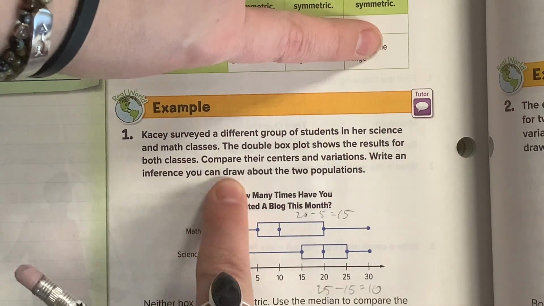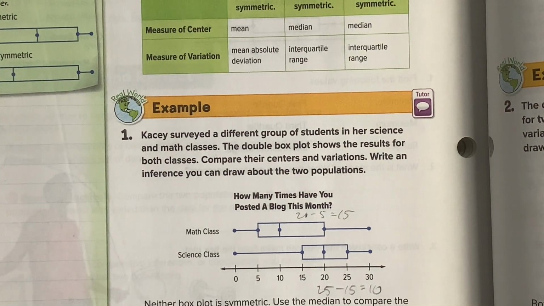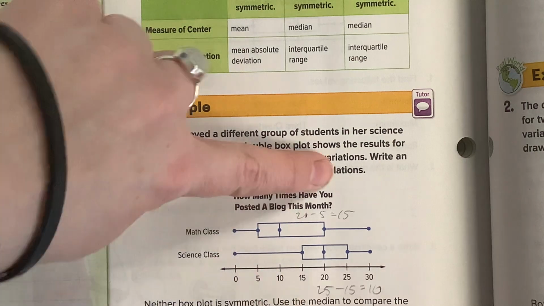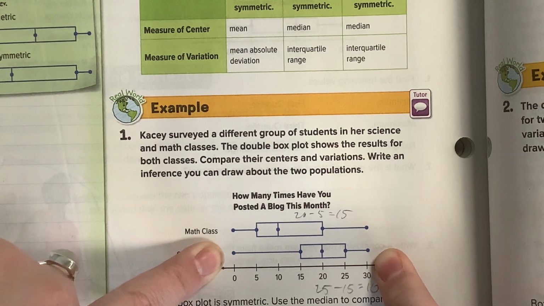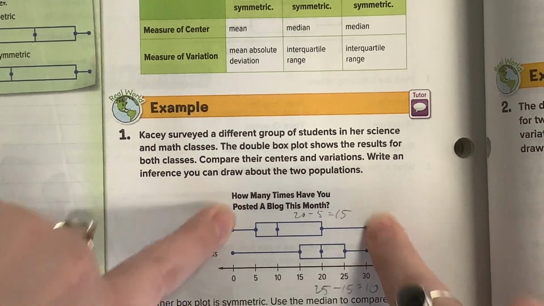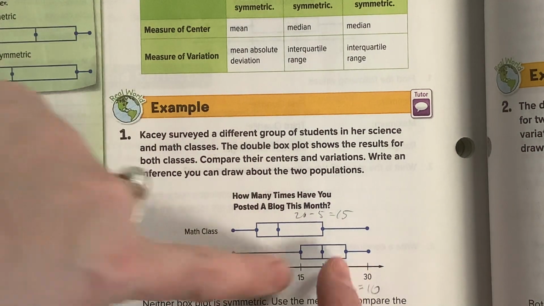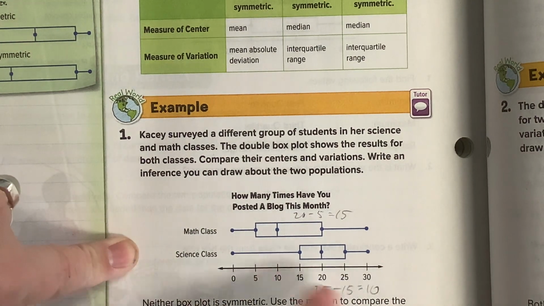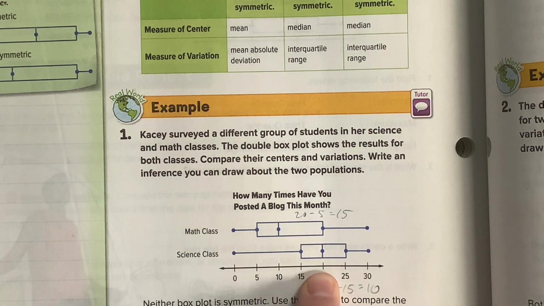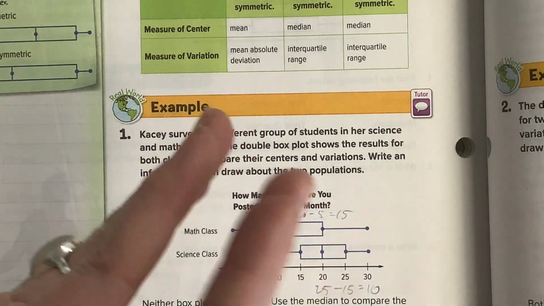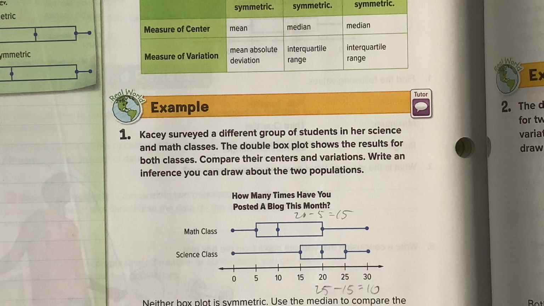And then it says, write an inference you can draw about the two populations. Inference just means a conclusion. What can you say about the two sets of data? If you look at the full range of scores, it's actually exactly the same. It goes from 0 to 30. So interestingly enough, the actual range is exactly the same. What's different is where the center is and how spread out most of the data is. So for our inferences, we could say that the science class has a higher median and the science class has more consistent scores because the spread, the IQR, is smaller.